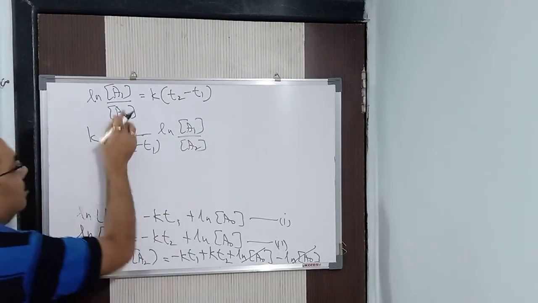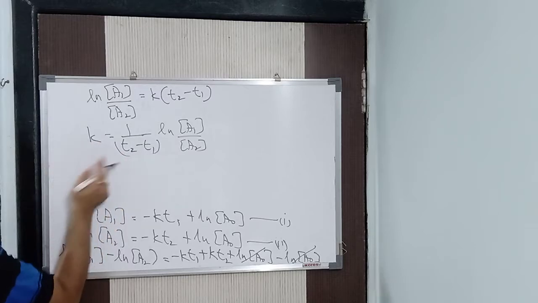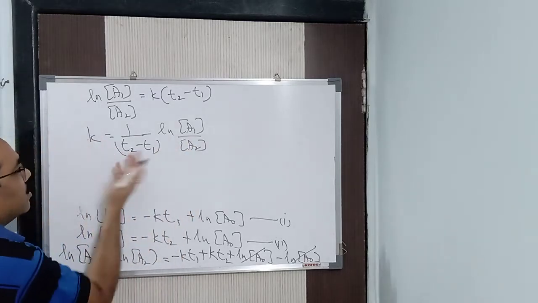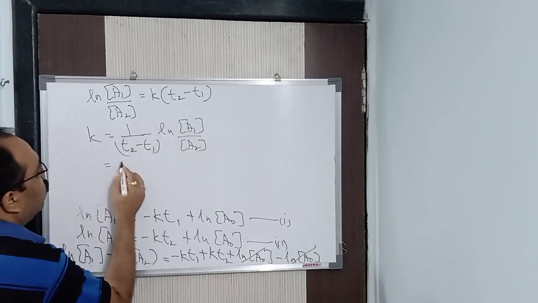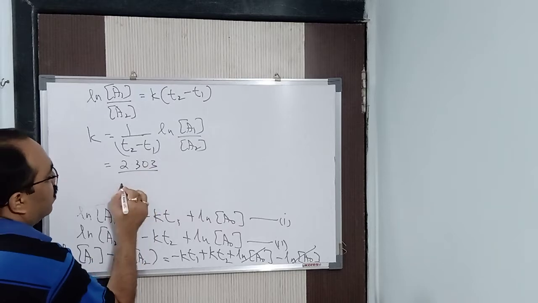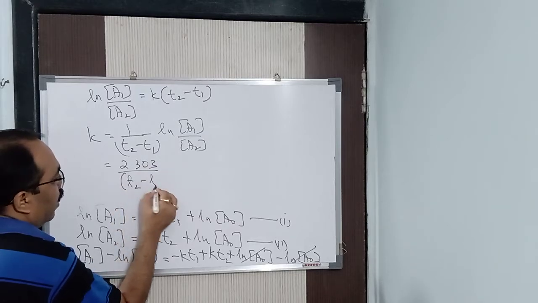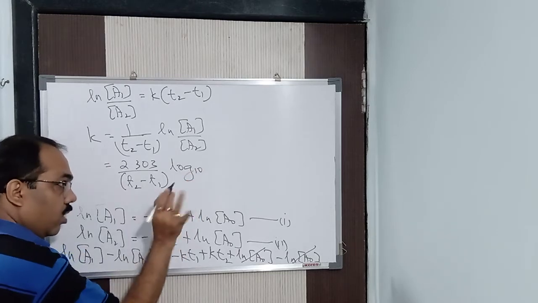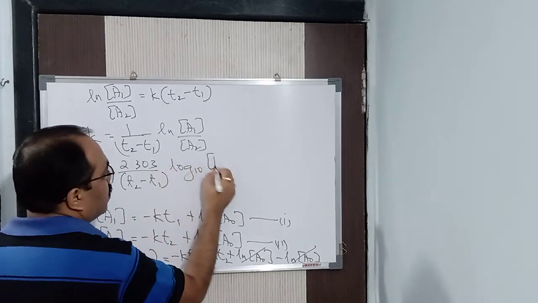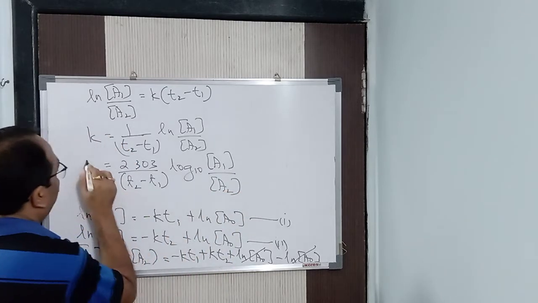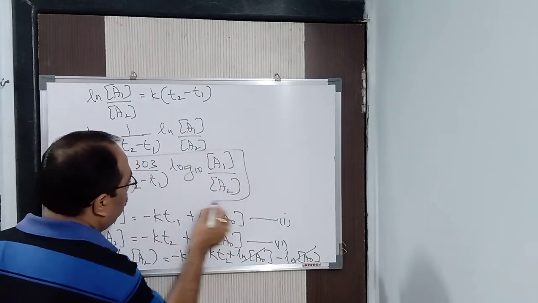Right? K is equal to, what is that? See, cross multiplied, you will be getting the same thing, K times T2 minus T1. Always, if you have any doubt, cross multiply, you will be getting the same thing. Now to convert ln to log, what I said, you need to multiply by 2.303. So K is equal to 2.303 by T2 minus T1 log base 10 concentration of A1 by concentration of A2. This is the formula, you got it.